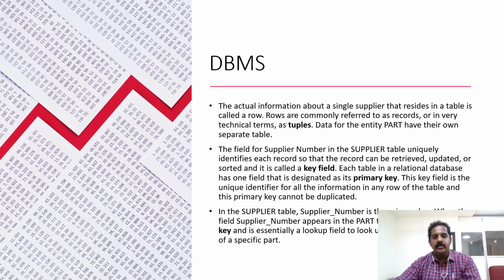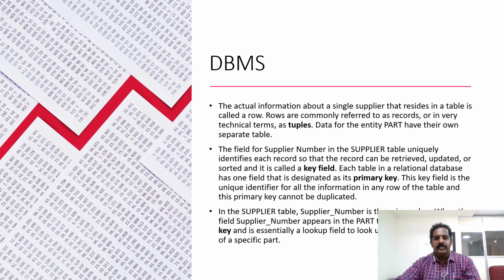Okay, so here the actual information about a single supplier that resides in a table is called a row. Rows are commonly referred to as records, or in technical terms as tuples. Data for the part entry have their own separate table. The field for supplier number in the supplier table uniquely identifies each record, so that the record can be retrieved, updated, or sorted, and it is called the key field. Each table in a relational database has one field that is designated as the primary key. As we said, there can be only one primary key in a table.